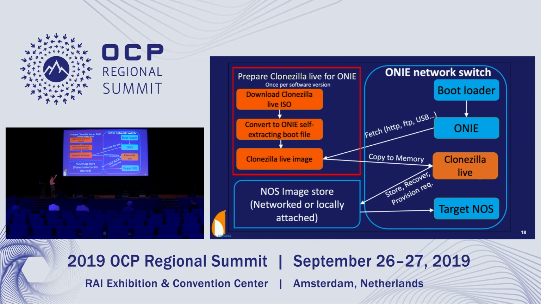So that's the flowchart. But first, we have to convert the Clonezilla image to the ONIE image. Then you can keep the ONIE image, the network operating system image, on an HTTP server, FTP server, or locally attached storage like a USB flash drive. On the right-hand side, you can see it's just like the regular ONIE network switch. But we will choose to enter the ONIE layer and load the Clonezilla image.